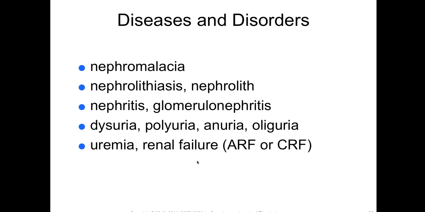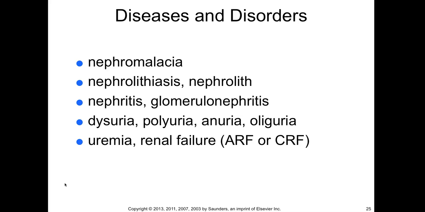that network of capillaries. We have some terms you've had before: dysuria, which means difficulty urinating; polyuria, which means excessive urine output; anuria, which means that maybe a person is not able to urinate, so there's no urine; oliguria means scanty or few urine, so meaning we don't have as much urine output as we should.